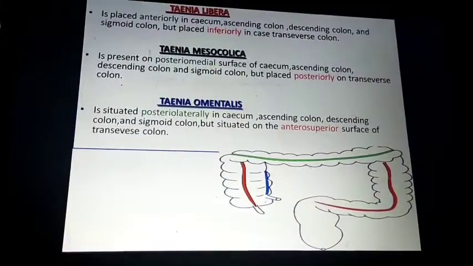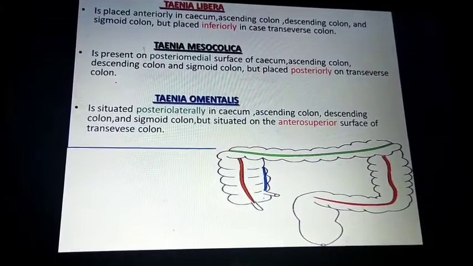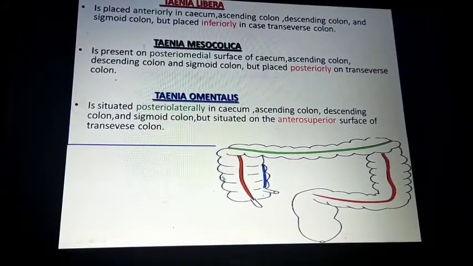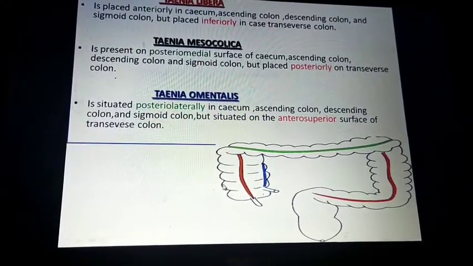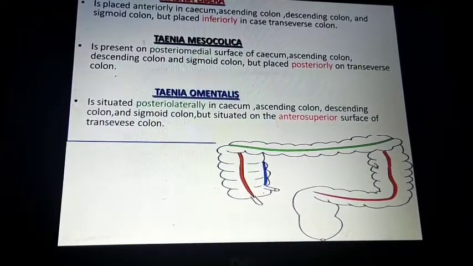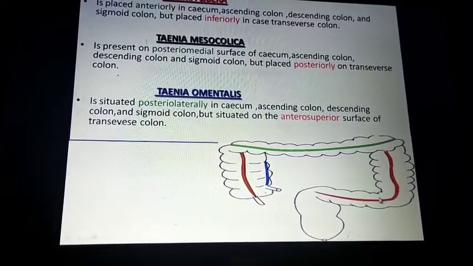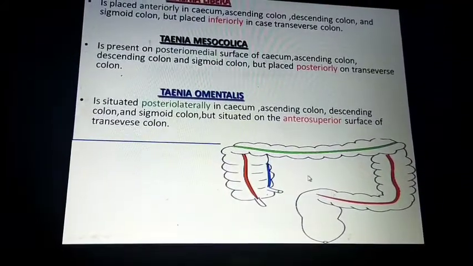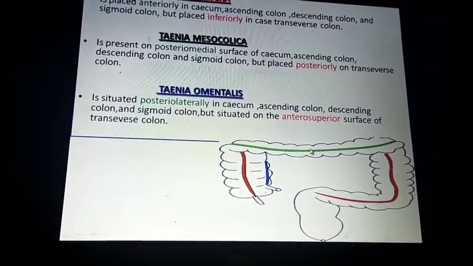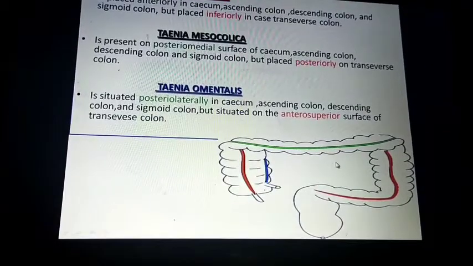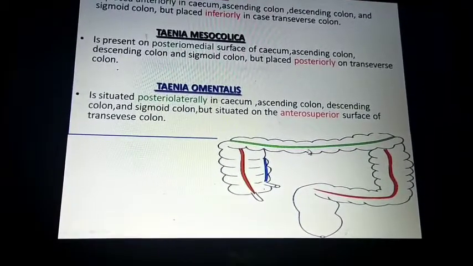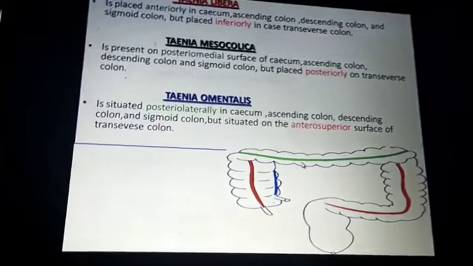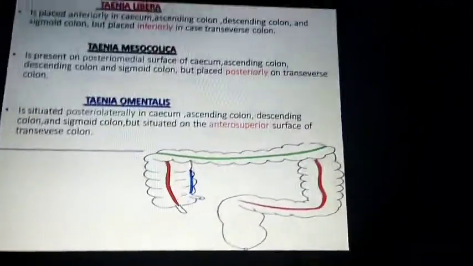Then Taenia omentalis is situated posterolaterally in the cecum, ascending colon, descending colon, and sigmoid colon, but it is situated on the anterosuperior surface of the transverse colon. Here it is present anteriorly in the transverse colon. Why does this position happen?